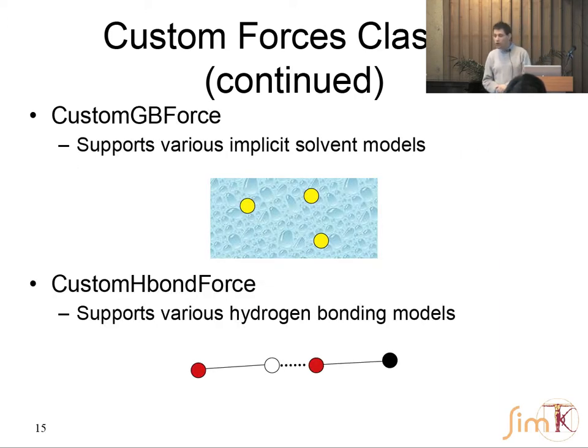Moving on to some of the more complicated ones, we've got custom GB force, which is for implementing implicit solvent models. Primarily generalized Born, but it's actually more general than that. It can implement a variety of different sorts of implicit solvent models. We have one called custom H-bond force that can implement a wide range of different hydrogen bonding interactions.